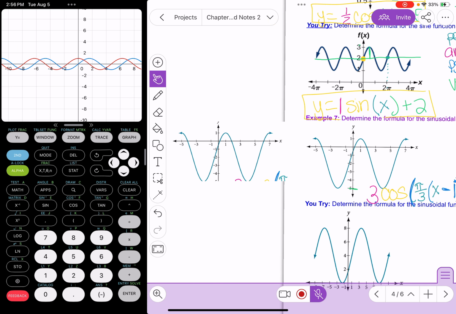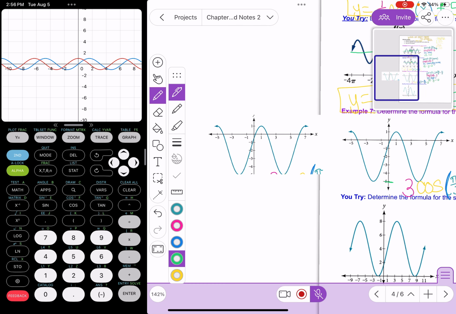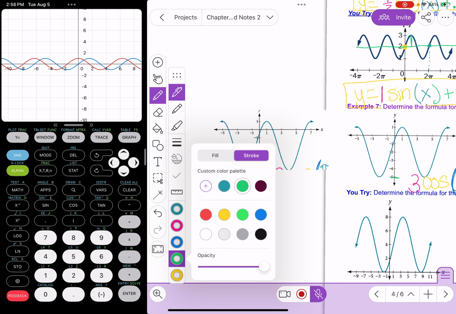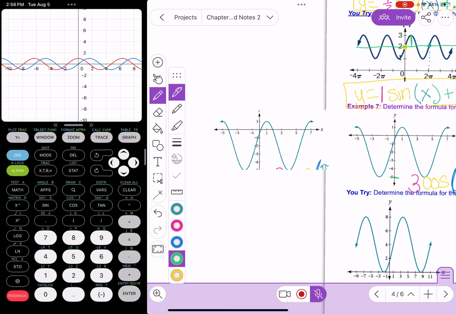I'm going to do the same thing, but now I'm going to do it like a sine graph, because you can always do either. So let's say I said I'd rather go this way and do sine, because for whatever reason I like sine better.